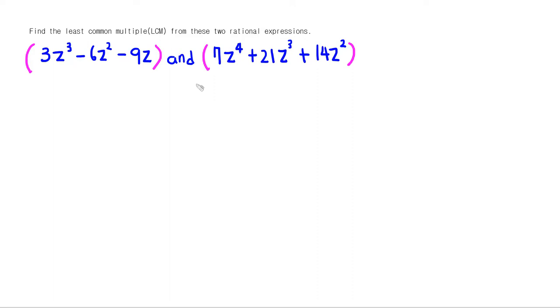And the way to find the least common multiple is that we split each expression into specific factors, and then we multiply together the factors that they don't share in order to find the least common multiple. So let's do it. For 3z to the third power minus 6z squared minus 9z, we can simplify it with the greatest common divisor, which is going to be 3z multiplied by.